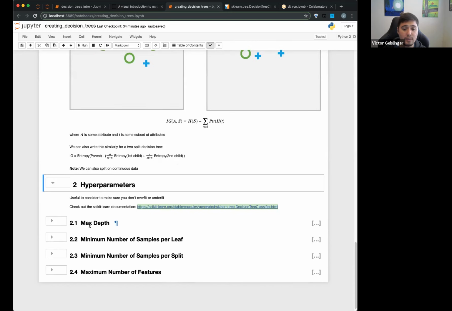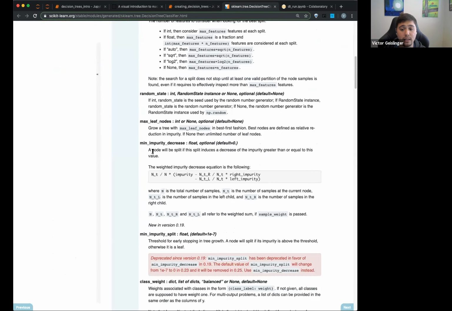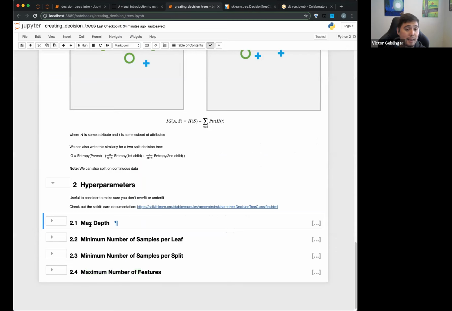These include max depth, minimum number of samples per leaf, minimum number of samples per split, maximum number of features, and a whole bunch of other ones that you can see here. But those are the main ones. You can go through scikit-learn and see what these are, but I'm going to go through the main ones. One is the max depth.